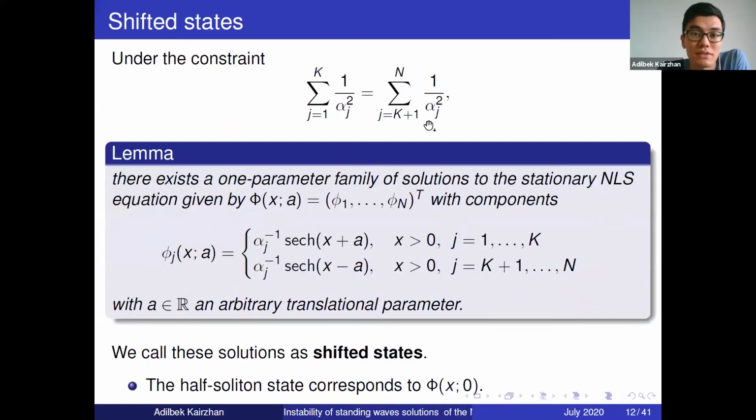So based on this constraint, one can find a family of solutions for this stationary equation. And again, these are Sech functions, but now they are translated Sech functions. It means that you have a Sech function, you cut it at some point A, for example, and you take either the left side or the right side of the Sech function and put it on the branch. We call this a shifted state. And from this representation, you can see that when A equals 0, this is just a half soliton state because it becomes just a Sech function.